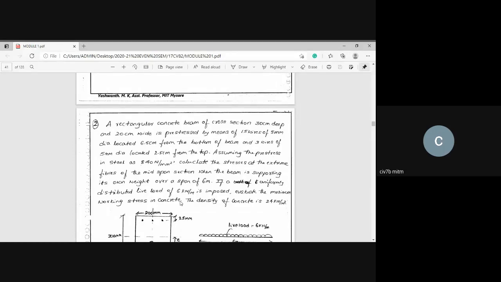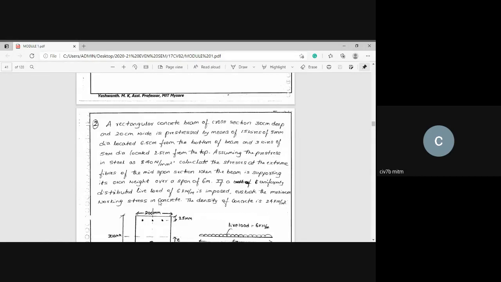So first of all, when they give a problem, we need to observe the things carefully. We need to read the problem carefully. In PSC, design of pre-stressed concrete element, each problem will be unique. So you need to thoroughly read the problem, what exactly they have given and what exactly we need to calculate. Is it clear? So this is the problem.